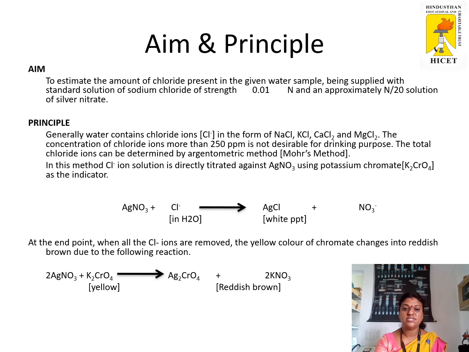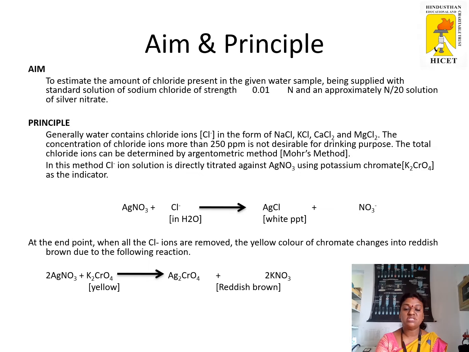Generally, water contains chloride in different forms, in the form of minerals like sodium chloride, potassium chloride, calcium chloride, magnesium chloride, and even in the form of bleaching powder. But the permissible level of chloride in drinking water is 250 ppm, as per the WHO standard. More than 250 ppm is not desirable for drinking purposes. So if the water is fit for drinking, the chloride level should be less than 250 ppm.